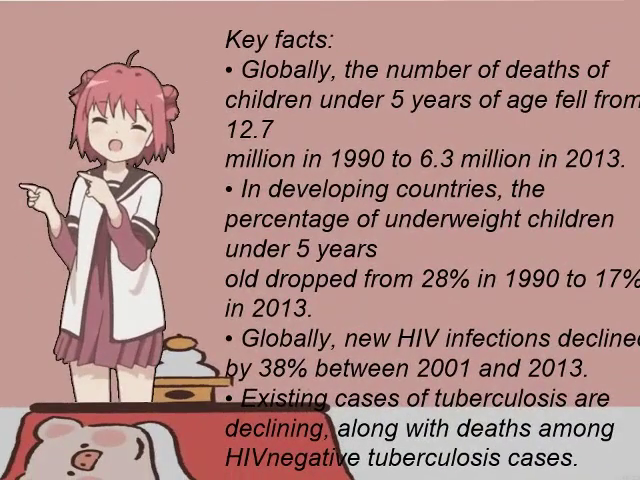Key facts. Globally, the number of deaths of children under 5 years of age fell from 12.7 million in 1990 to 6.3 million in 2013. In developing countries, the percentage of underweight children under 5 years has declined. Globally, new HIV infections declined by 38% between 2001 and 2013. Existing cases of tuberculosis are declining, along with deaths among HIV-negative tuberculosis cases.